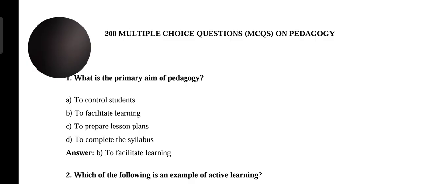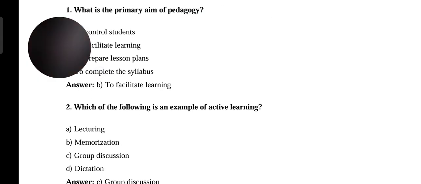Or next option C, to prepare lesson plans, and option D, to complete the syllabus. We need to understand the primary aim of pedagogy. That means how we can provide a facility to the learner and we can make a good learning environment. So the answer will be to facilitate learning. Okay. Next question.